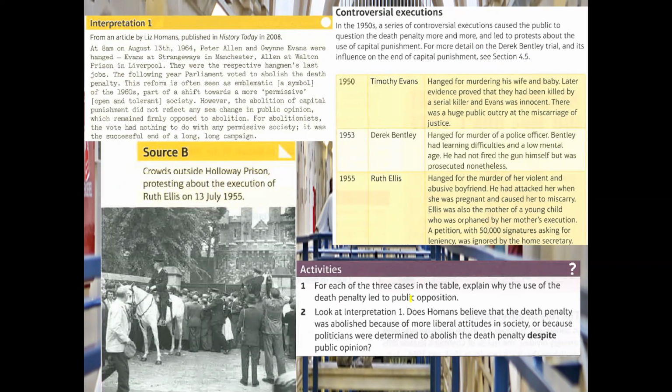We've got two sources here, this source and this source. So look at this picture here and have a read of this. There's a timeline here. In the 1950s, there are a series of controversial executions. For more details about Derek Bentley, see the text. Answer these questions here, look at these sources, and refer to the textbook to help you. Like I said, Derek Bentley, we're going to be looking at him in more detail another time. So pause and complete these activities.